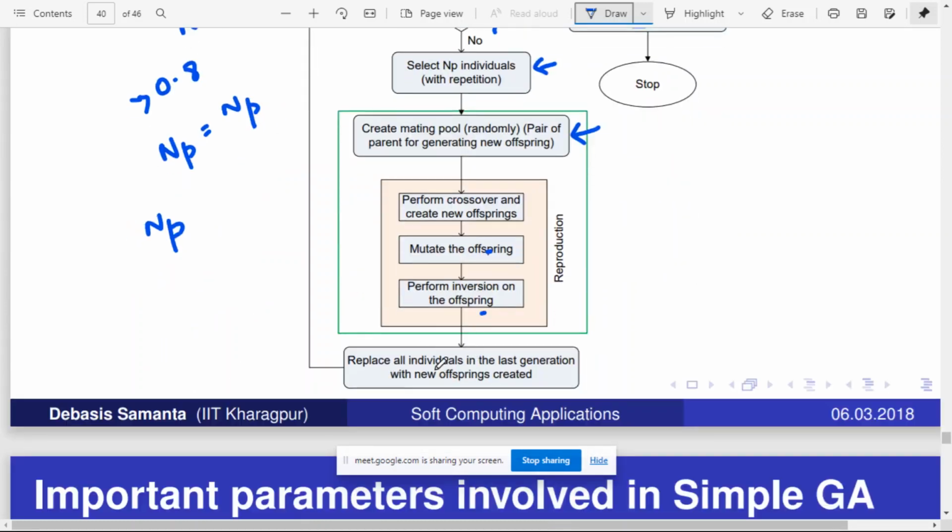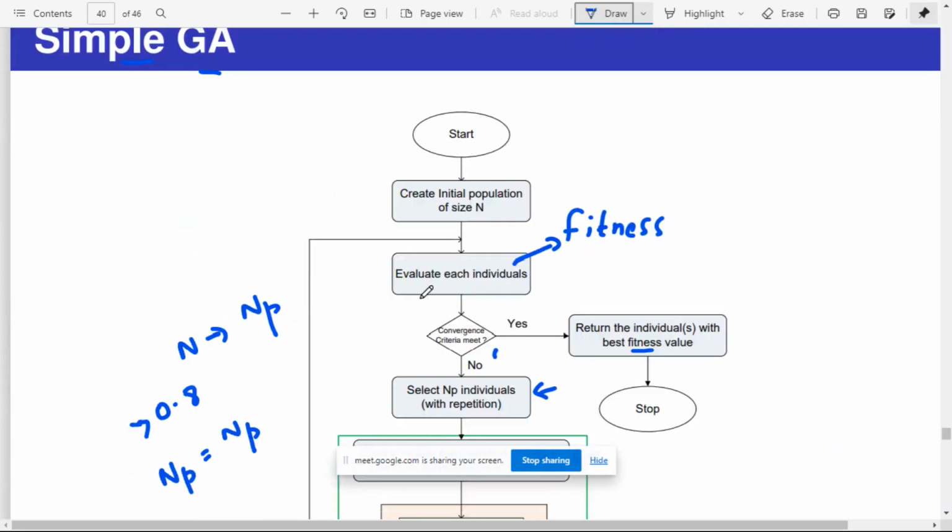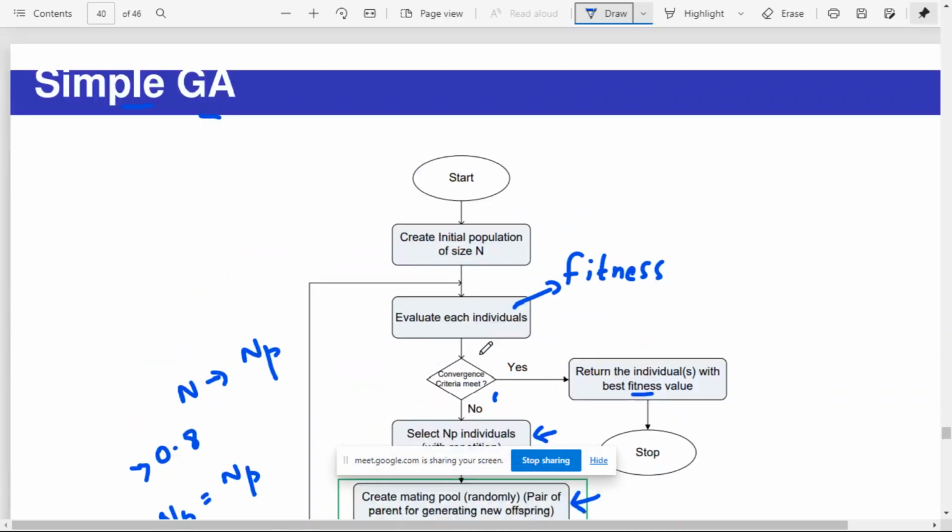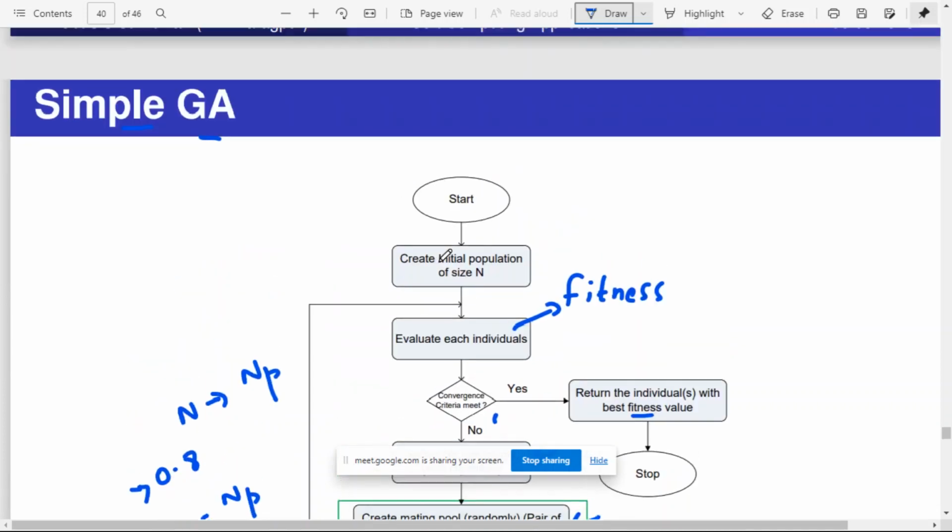Here we replace all the individuals in the last generation with the new offsprings. Whatever you created in the previous round will be replaced with NP. Now once again we evaluate the fitness of all the individuals, take the one with the highest fitness score, and check whether the convergence criteria is met. If it is met, then stop the process. Otherwise, continue the process. So this is how the simple GA works.